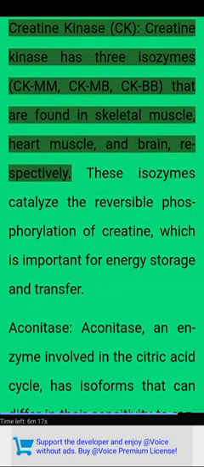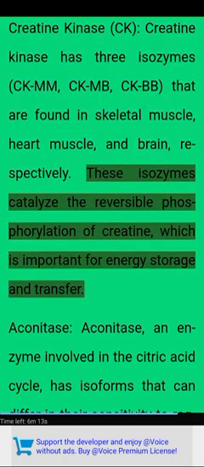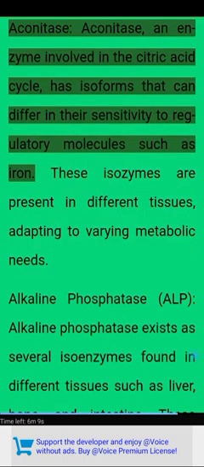Creatine kinase (CK). Creatine kinase has 3 isozymes, CKM, CKMB, CKBB, that are found in skeletal muscle, heart muscle, and brain, respectively. These isozymes catalyze the reversible phosphorylation of creatine, which is important for energy storage and transfer. Aconitase. Aconitase, an enzyme involved in the citric acid cycle, has isoforms that can differ in their sensitivity to regulatory molecules such as iron.